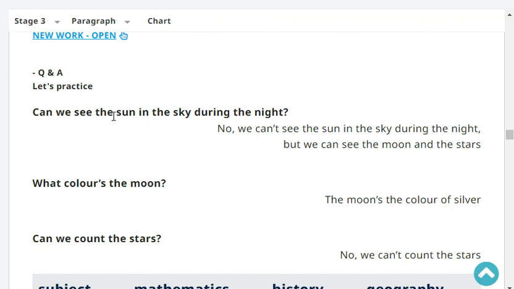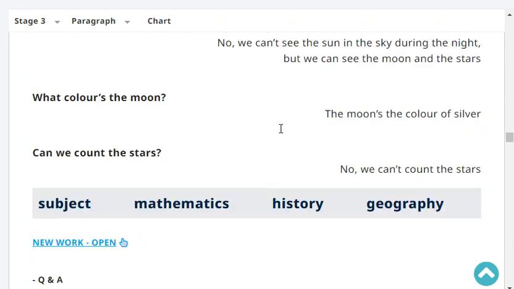Can we count the stars? No, we can't count the stars. Very good. Okay.